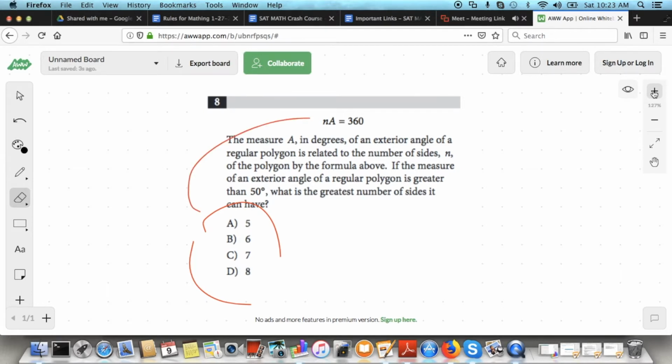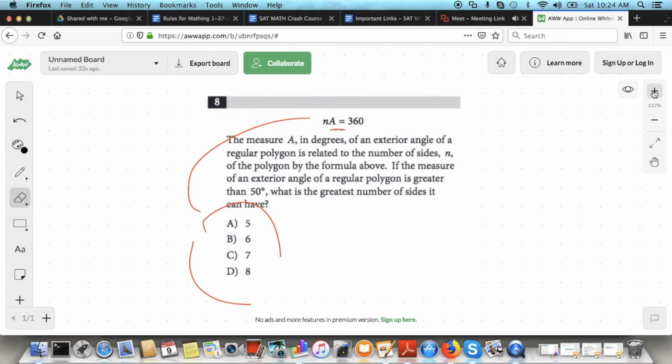the correct answer choice has to give us some value for A that's bigger than 50 degrees. Does that make sense? Yes or no? Yes. Because it says if the measure of the exterior angle of a polygon is greater than 50 degrees, what's the greatest number of sides it can have? So let's see the greatest value for n that gives us an exterior angle, an A value, greater than 50. Does that make sense, Hudson? Yes. How are we going to test this?